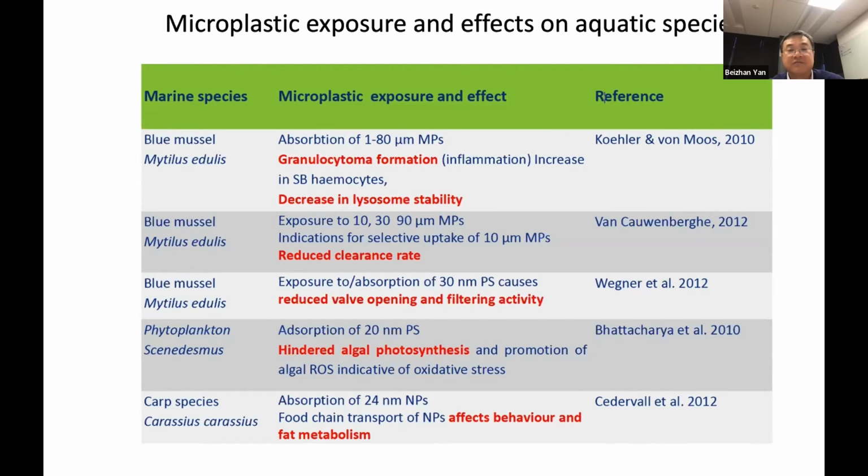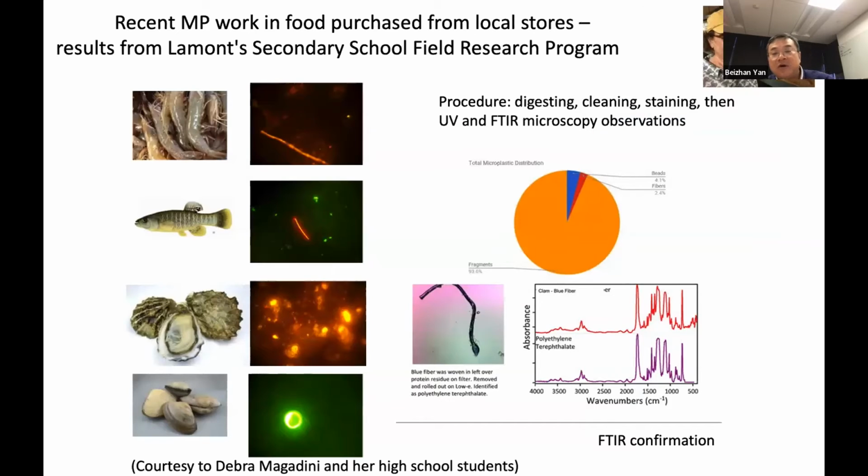on the Earth's surface. Lamont-Doherty started this research through a high school program, the Lamont Secondary School Field Research Program. Bob Newton was the PI at the time, and we have Deborah, one of the high school teachers. About six years ago, she got into this, reading a lot of papers, and found out that there was a lot of microplastics in seafood.